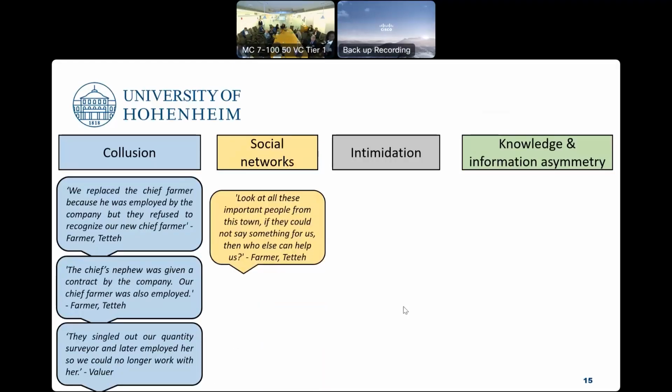For influence of social networks, this farmer said, look at these important people from this town. If they could not say something for us, then who else can help us? By important people, he meant that the district chief executive at the time was from this particular community, and that's a very important position. And then also an appeal court judge of Ghana was also from this community.